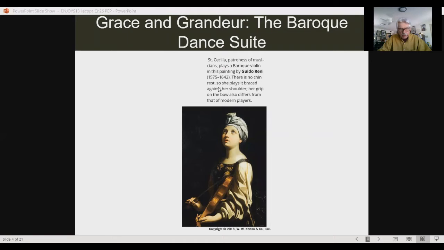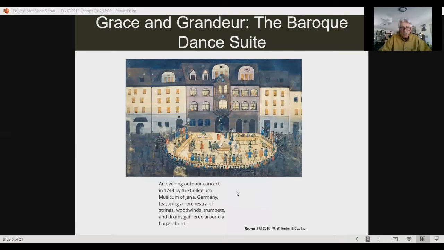Here is a painting, 1575, 1642, and they're commenting on how much you can learn by looking at a painting, because you see the instrument and you see that it doesn't have the neck piece, and the person is playing it and holding the bow differently than we would now, and holding the instrument differently than we would now. So it's not about the painting, it's about musicology and learning how they played that instrument that's different than we do now. Here is a picture, and it refers to an evening outdoor concert.